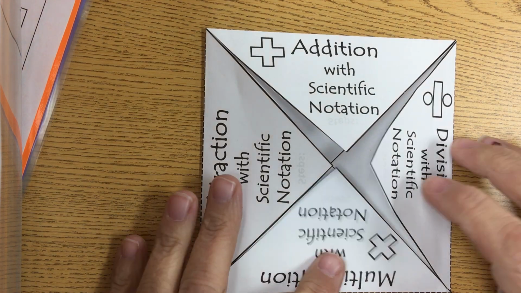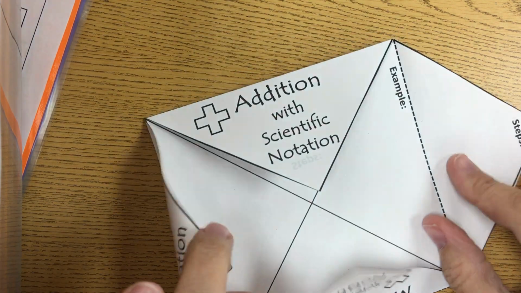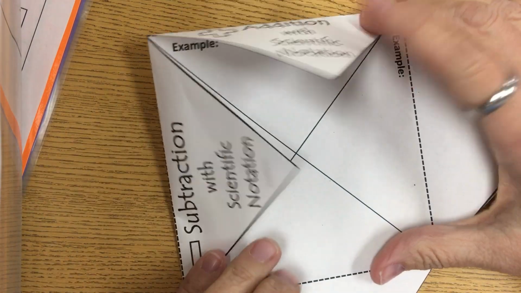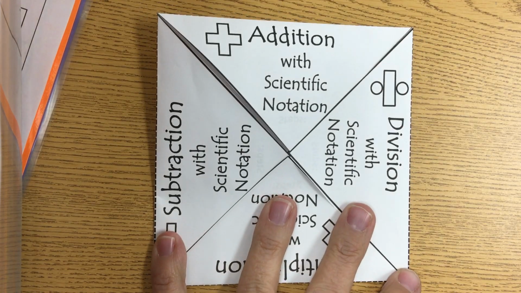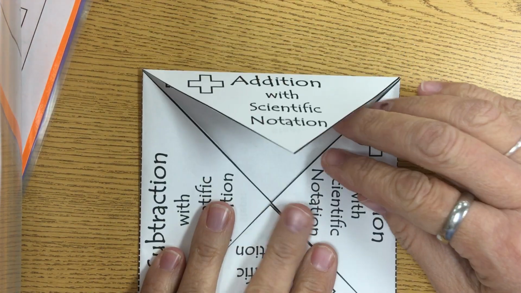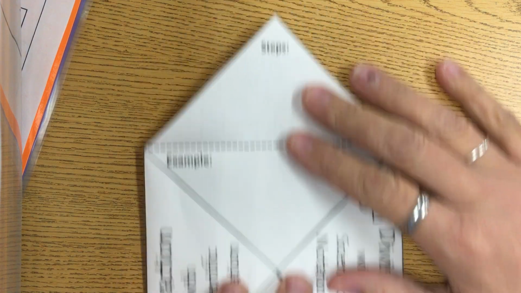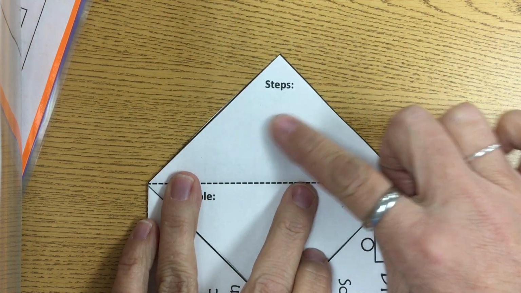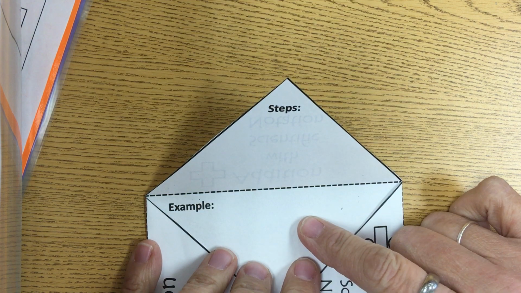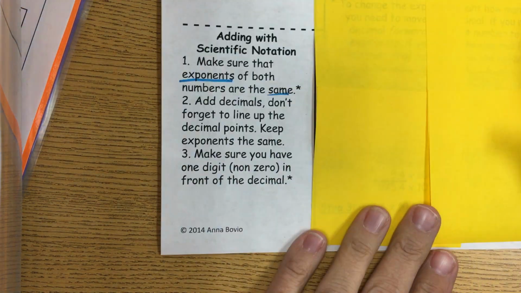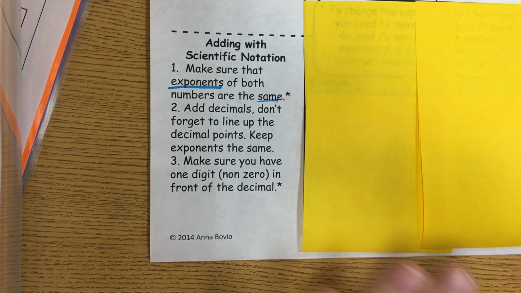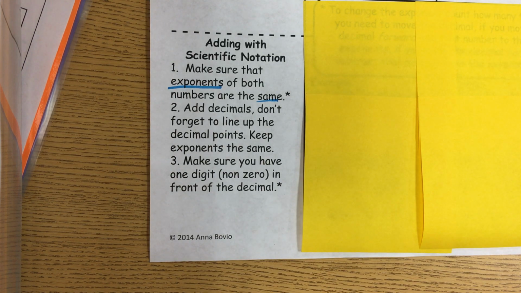Okay, so you should have gotten a piece of paper and cut it and then made flaps with our little foldable. The first one that I want you to do is the addition one. So right here, you're going to write the steps, and then I will do an example with you in just a moment. So the very first thing we're going to do is addition, and so here are the steps for addition. Now I would like you to turn the computer on pause.